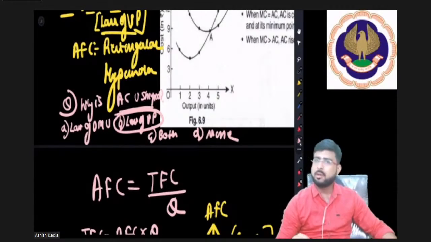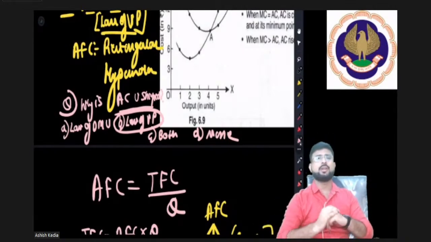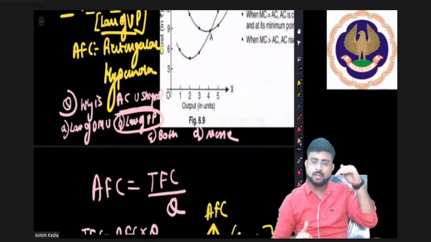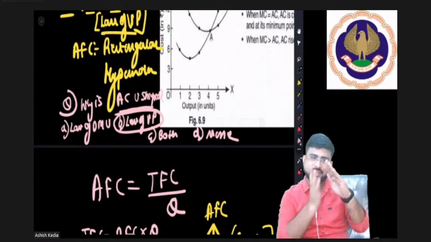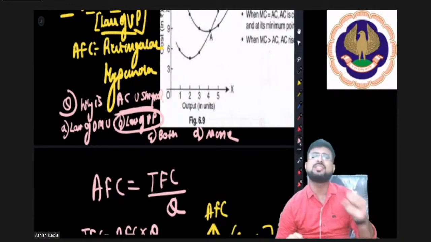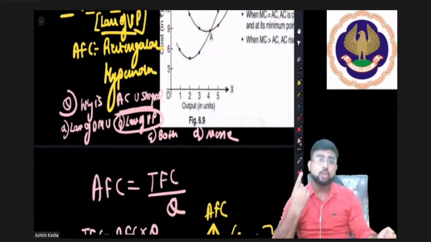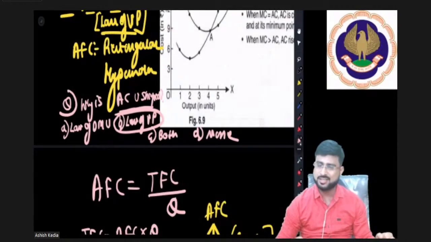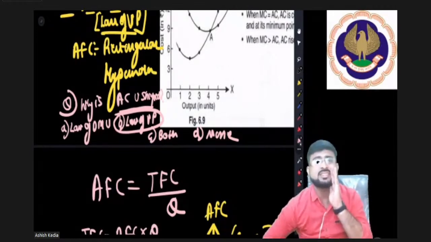So my dear friends, let's summarize this last part absolutely clearly. In production we studied total product increases at increasing rate, then it increases at a diminishing rate, resulting in S-shaped curve, right? In cost it's just the opposite. Because total product is increasing at increasing rate, cost will increase at a diminishing rate, so it will result in inverse S-shaped. Then eventually cost will increase at an increasing rate. That's why inverse S is TVC and TC.